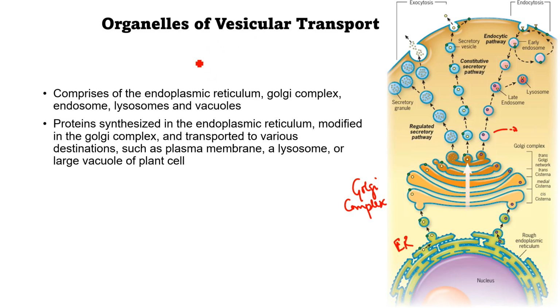So the organelles of vesicular transport comprise the endoplasmic reticulum, the Golgi complex, endosome, lysosome, and vacuoles. Actually, in the lysosomes, if any protein has to enter the cell, or for degradation, all of this takes place in the lysosome. So proteins synthesized in the endoplasmic reticulum get modified in the Golgi complex and are transported to various destinations such as the plasma membrane, lysosome, or the large vacuole of the plant cell.